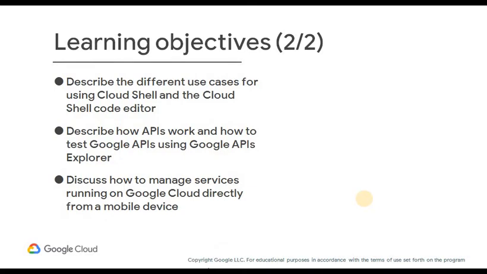And you will also be able to describe how Cloud Shell can be used as an alternative way to access your cloud resources directly from your browser, and how the services that make up Google Cloud offer APIs so that code that you write can control them. Finally, you will be able to discuss how you can manage services from a mobile app.